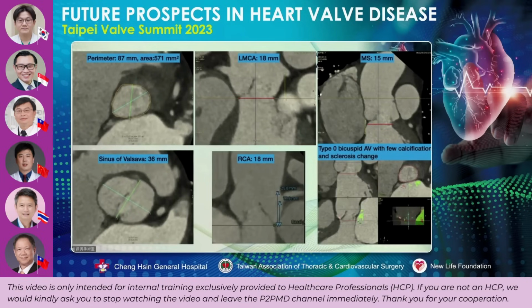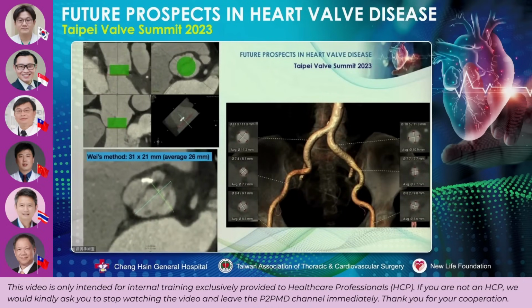And the multi-slice CT shows the area was 517, the perimeter was 87, and this is a true bicuspid valve. The coronary heights of the left and the right are quite high. The membranous septum is also long, around 15. Next. And there is quite good iliofemoral artery. We also checked the waist measurement for this case, which is around 26. Next.